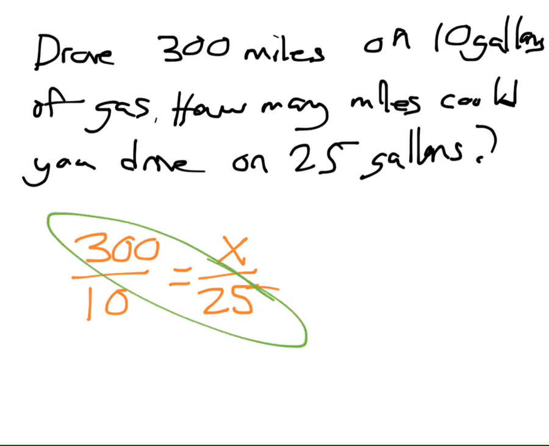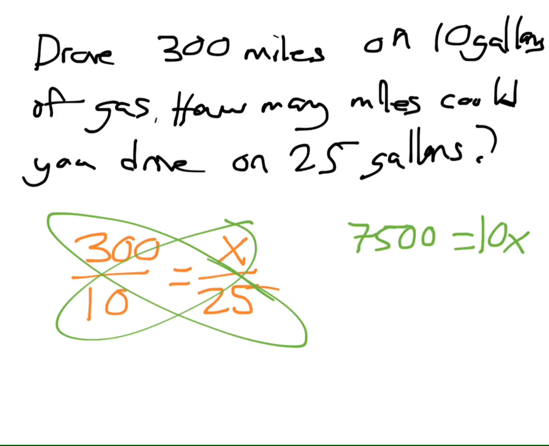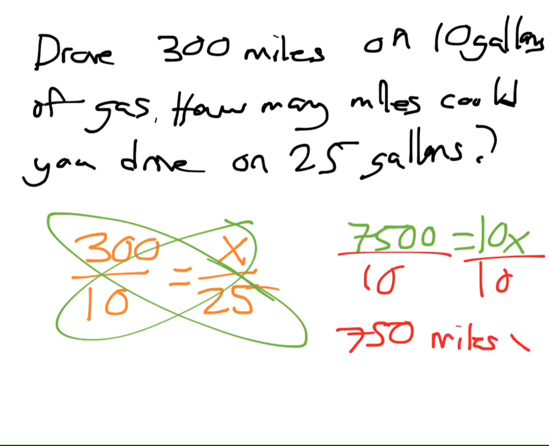25 times 300, 7,500. 10 times x, 10x. Divide both sides by 10. So that would be 750 miles, what x equals. Right. Which makes sense. It should have been a lot more. It should have been over double more, because I had over double the gas, right? Really, I had 2.5 times the gas, so this was 2.5 times the miles. Okay. And that's ratios and proportions, what we need to know right now.